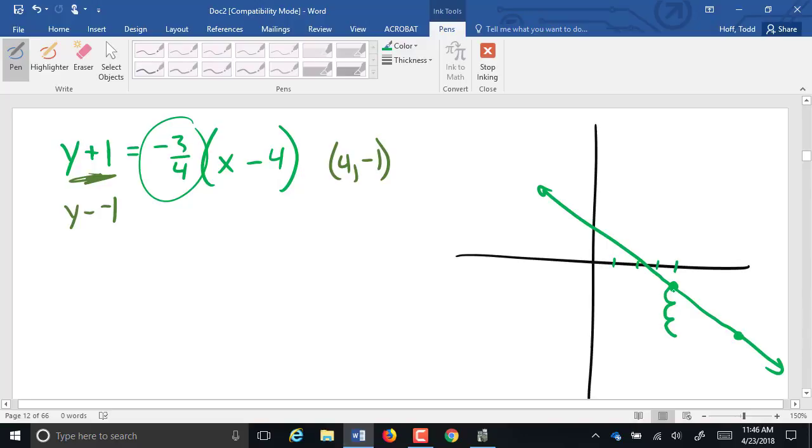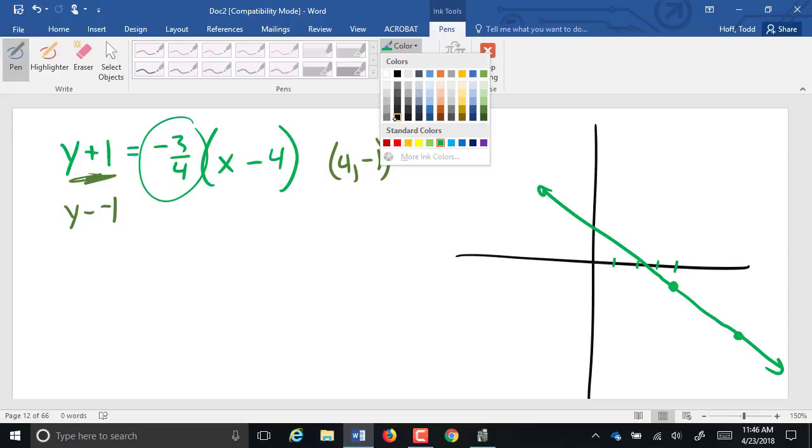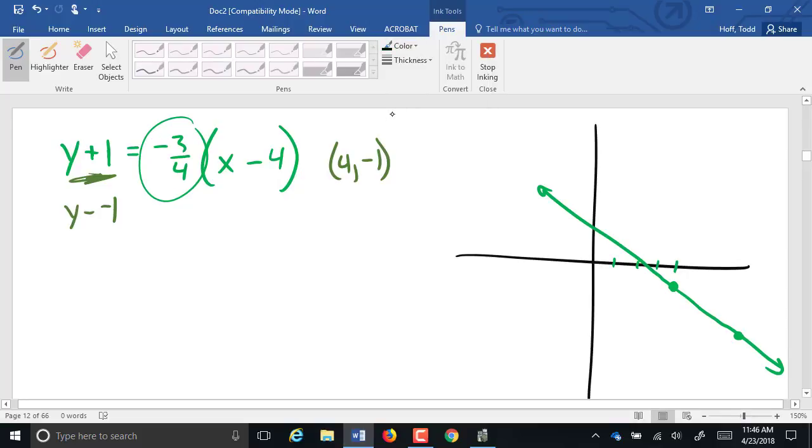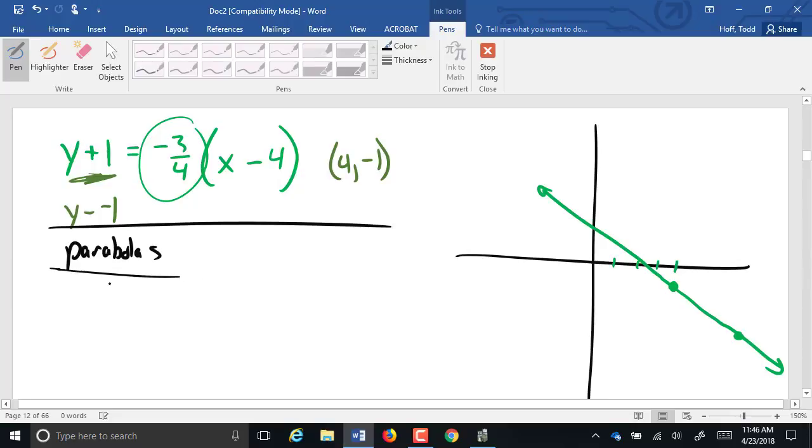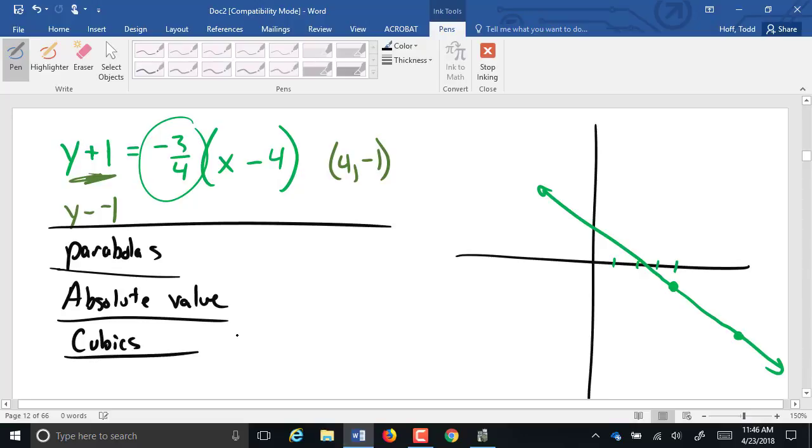The reason I wanted to show you this is because this is the shortcut for graphing many of our other forms of graphs. There are parabolas that use this form. We'll look at that in a little bit. There are absolute value equations. Cubics follow that form. In fact, most of our standard shapes follow this type of form.